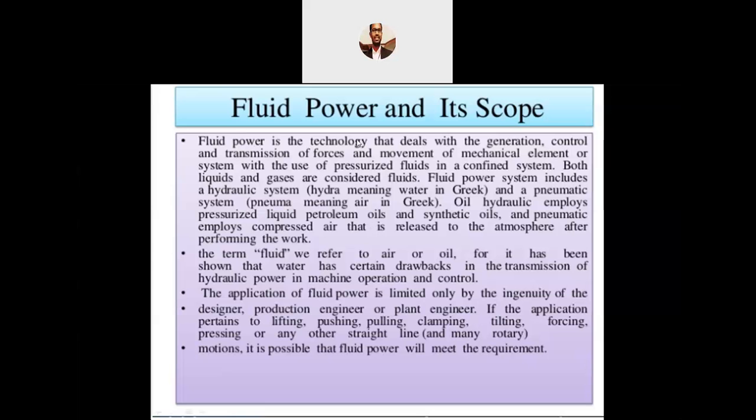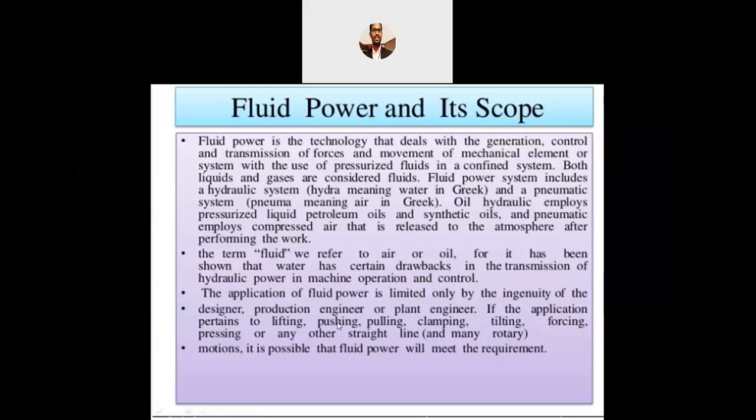Now, my dear friends, here I have also mentioned the different types of oils used in hydraulic systems. One is synthetic oils, the second is petroleum oils. What is the difference? I will talk about that in later stages. And in some cases, water is also used, only in a few cases, because as I've already told you, water tends to rust the equipment. When we refer to the term fluid, we mean air or oil, but it has been shown that water has certain drawbacks in the transmission of hydraulic power in machine operation and control.